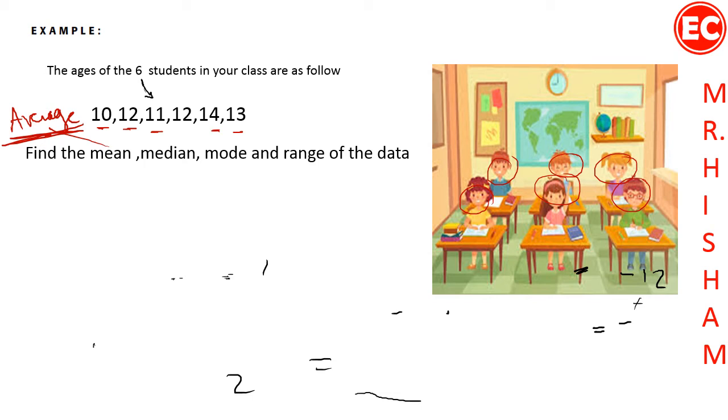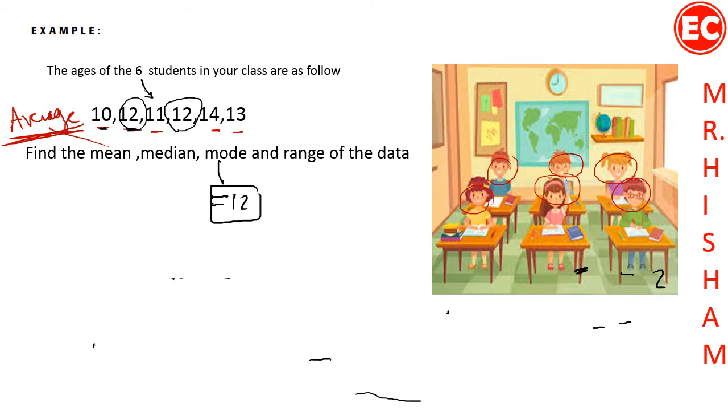Now, if I wanted to find the mode, I look at the most repeated value. 10 is repeated once. 12 is repeated twice. 11 once, 14 and 13 once. So the mode is also 12.